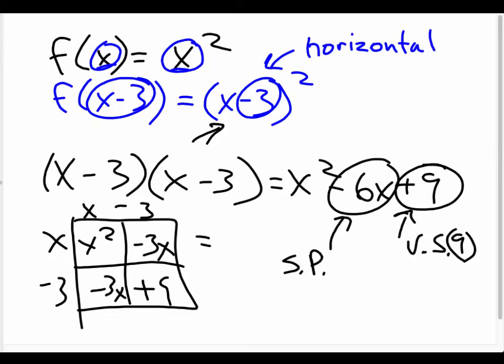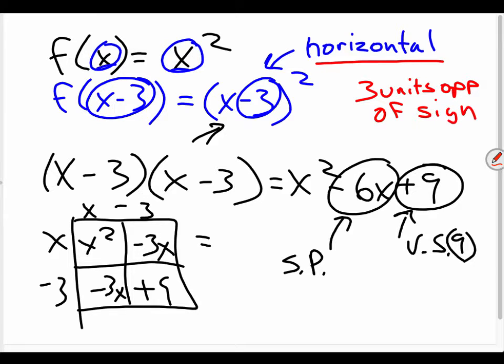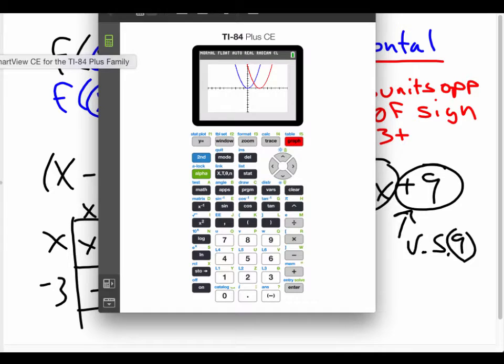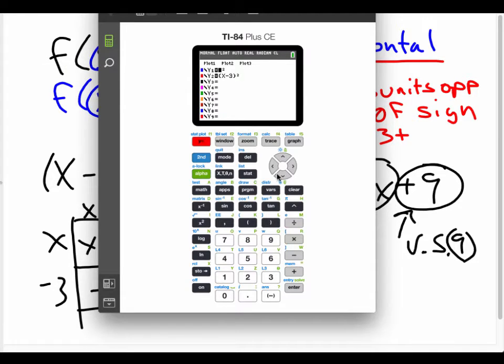And so what it essentially does is it does a horizontal shift 3 units in the opposite direction of the sign. So because it's minus 3, it goes 3 units to the right in the positive direction. So let's test that theory and see what we end up with. If I say in parentheses x, wait, let's do plus 2, and then I square that, what will that plus 2 do?